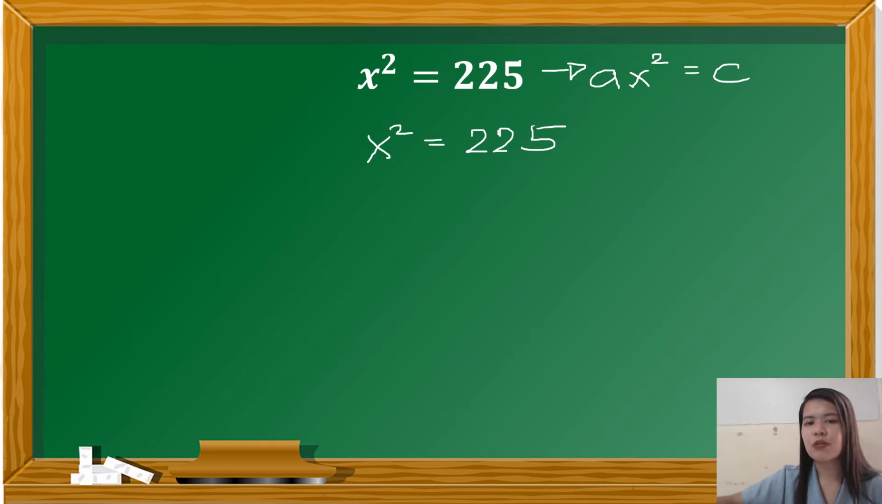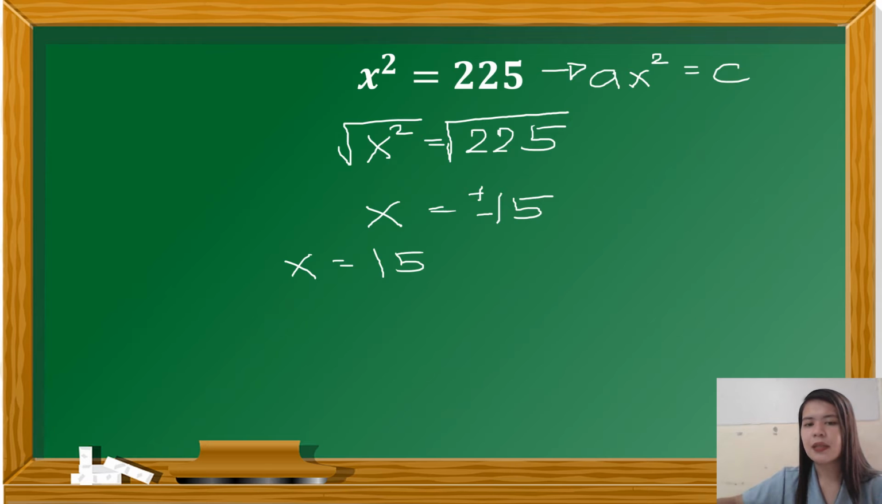Kunin natin ang square root ng bawat side ng equation. Square root of x squared and square root of 225. The square root of x squared is x, while the square root of 225 will be positive negative 15. Therefore, the values of x are 15 and our second value of x is negative 15.